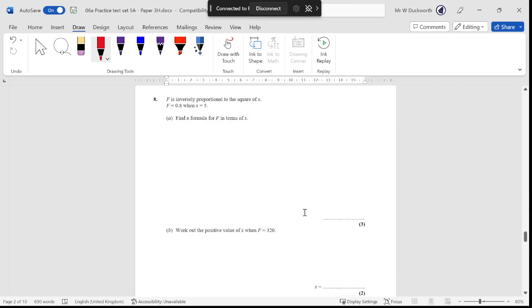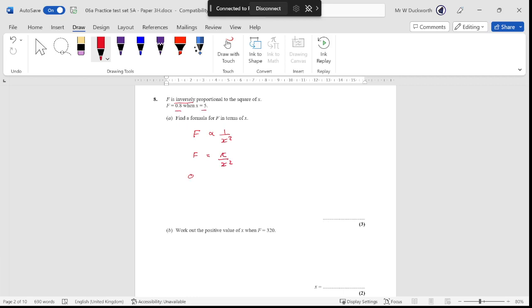So I misread this when I first did it. I didn't pick out the word inversely. So f is inversely proportional to the square of x. So if I set that up in terms of mathematical language, that reads f is inversely proportional, because that's 1 over x squared. So we can then bring up a general equation. So f is equal to k over x squared. And then we substitute in the two values to find the value for k.